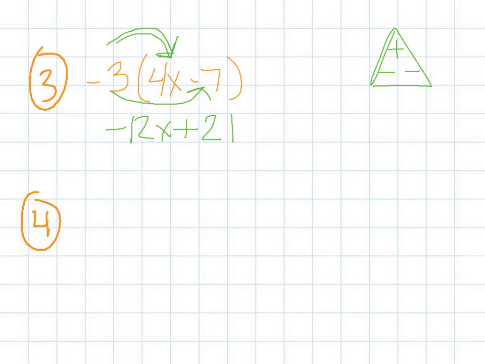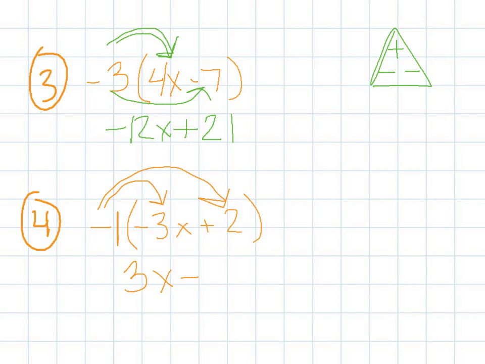One more negative is, what if we just have a negative outside our parentheses? If we have this, we're still going to distribute, and we can make this a negative 1, if that helps. Negative 1 times negative 3. Negative times negative is positive. 1 times 3 is 3. So we have 3x. And negative 1 times positive 2. Negative times positive, negative. 1 times 2, 2. And there's our answer there.